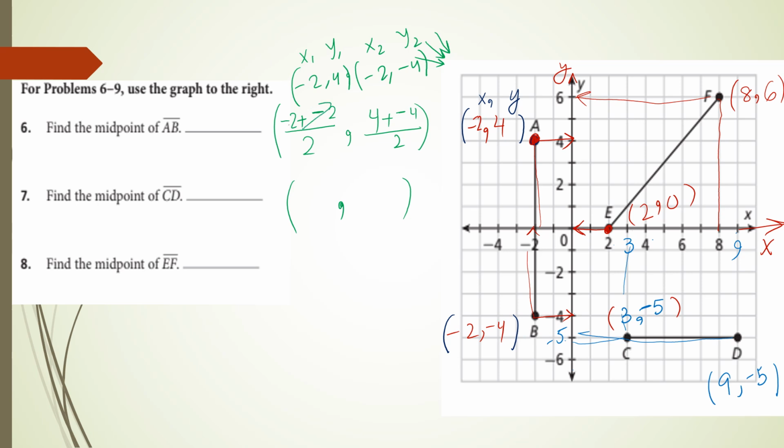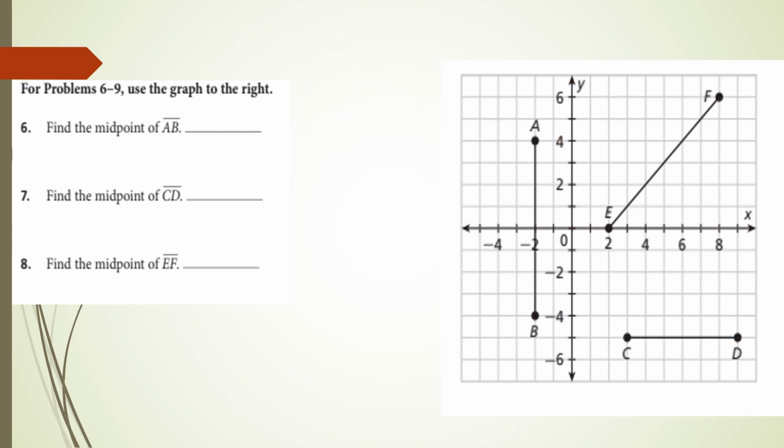-2 plus -2 gives you -4. -4 divided by 2 gives you -2. And 4 minus 4 is 0. 0 divided by 2 is 0. So the midpoint of AB is (-2, 0). So now let's try to find out the midpoint of CD.